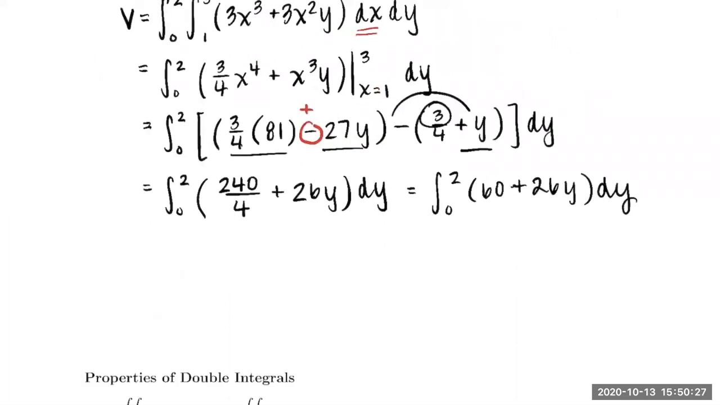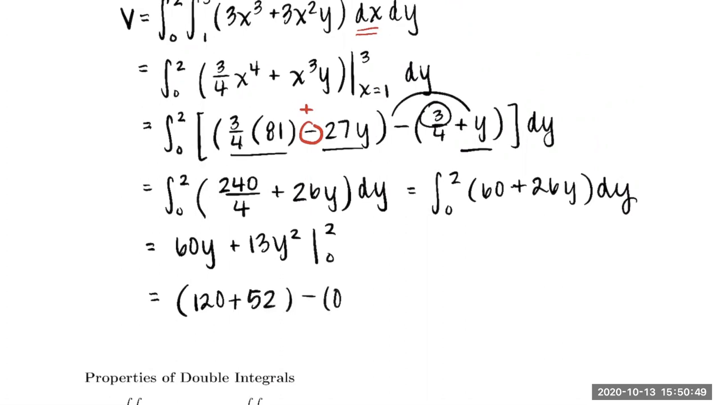All right, and now I'm smooth sailing from here because I'm just integrating a polynomial. So I get 60y plus 13y squared running from 0 to 2. And so that is 120 plus 4 times 13, which is 52, minus 0 plus 0. And so in the end, I get a volume of 172 cubic units.